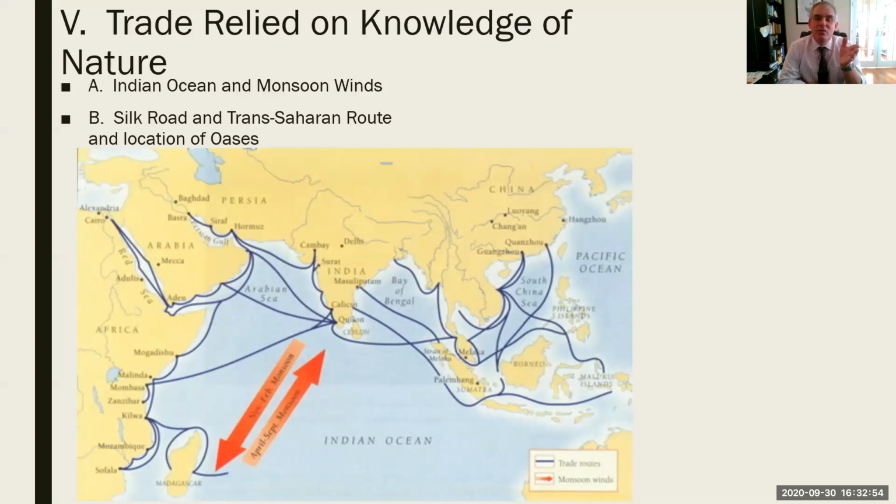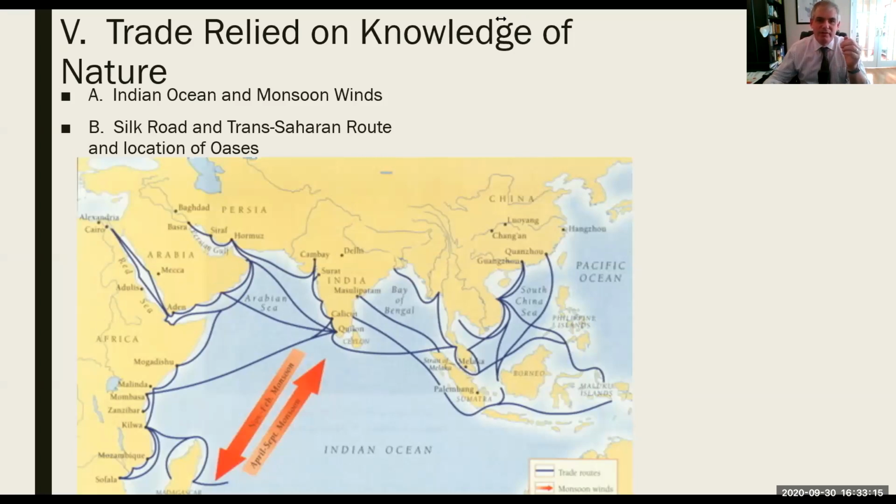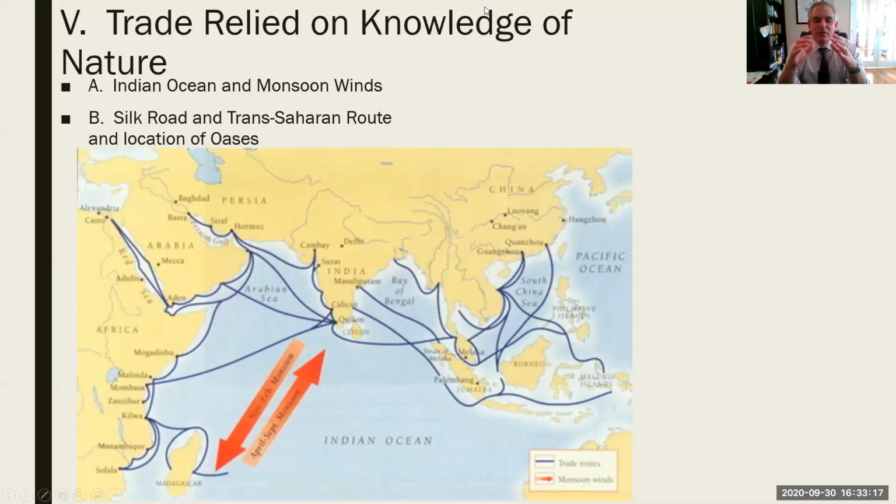And then along the Silk Road and the trans-Saharan routes, there is the location of oases, these spots where there were watering holes, if you will. In the middle of a desert, there are areas of fresh water where there will be vegetation and an ability to support human settlements. And those oases were known to travel guides. Knowing where they were was critical to maintaining trade.